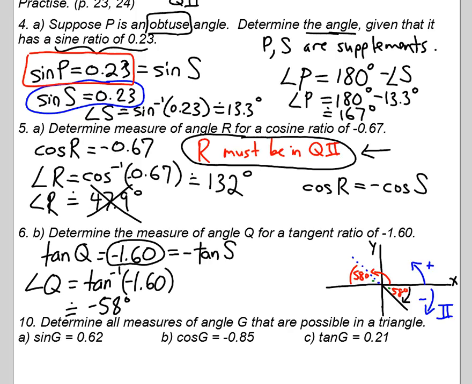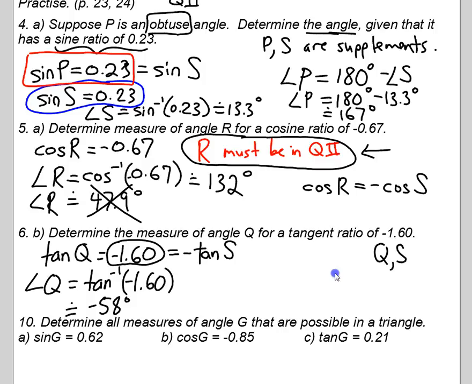Let's use that. Okay, so if Q and S are supplements, let's get rid of this over here and simplify our solution. Q and S are supplements or supplementary, and because of that we can state that the tangent of Q is equal to the opposite of the tangent of angle S.